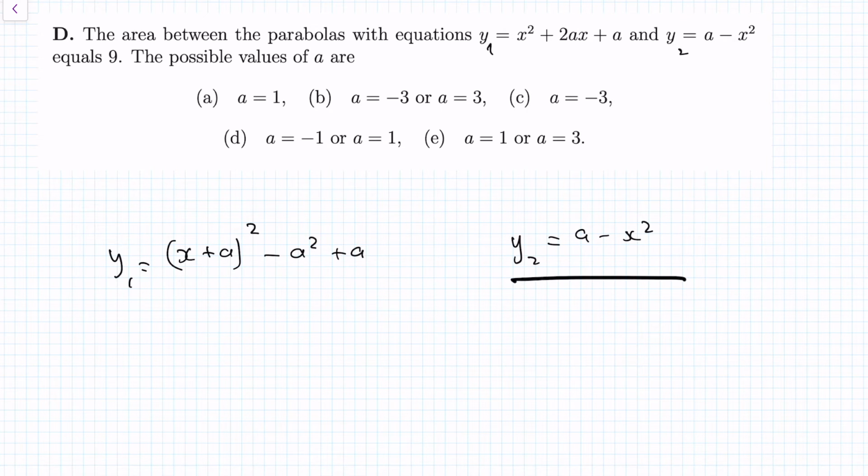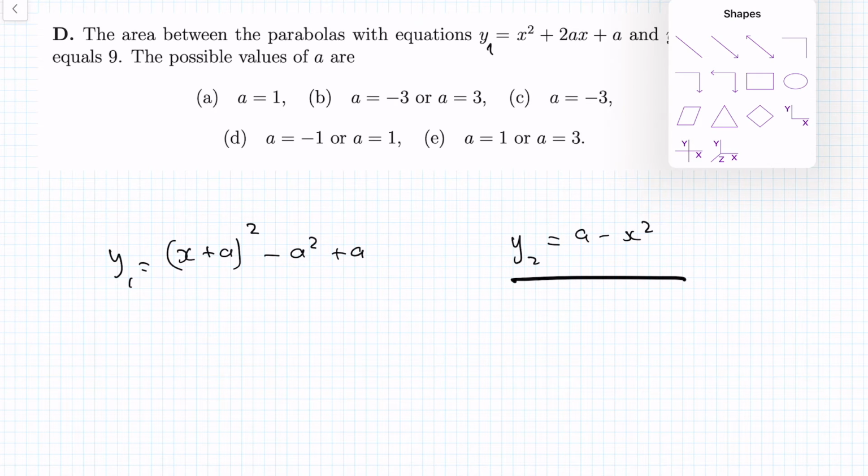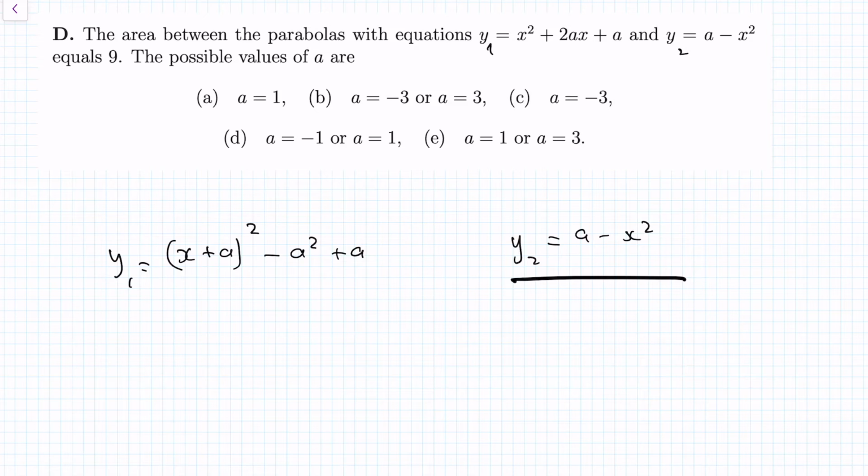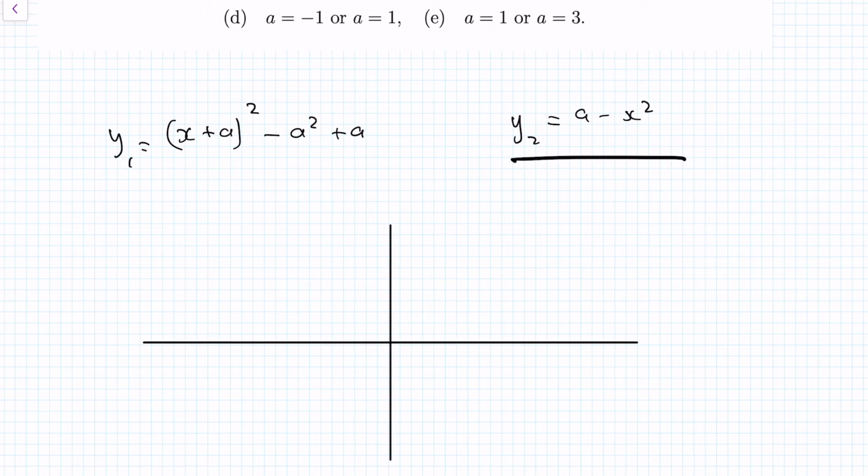If you notice, y2 is simply a transformation of the minus x squared graph by a. We don't have to make this assumption, but we won't lose any generality by assuming a to be a positive number, so you will have something like this. And then this would be simply shifted to the left by a, and then shifted down by minus a squared plus a. Assuming a is greater than 1, this would be a negative number.